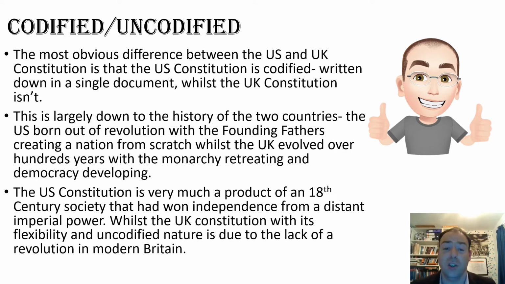So the US Constitution is very much a product of the 18th century society that it comes out of, that had won independence from a distant imperial power, and therefore it worries about tyranny, and it worries about representation, and it worries about governments being too big and powerful, and particularly imposing taxes on tea and things that you don't want it to.